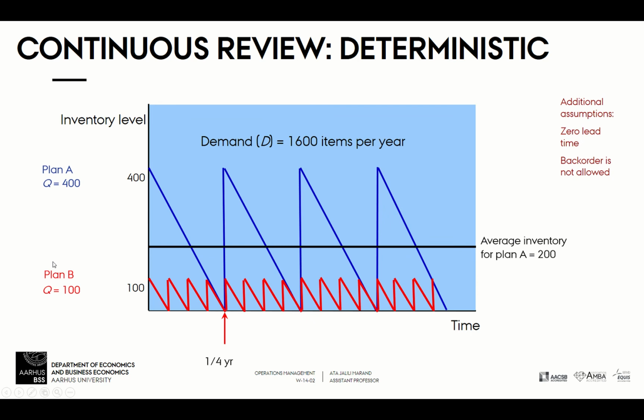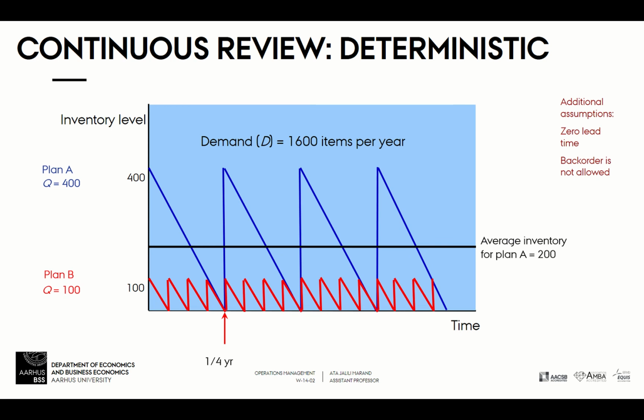In plan B, we will make orders of size 100. If we make orders of size 100, then we need to make 16 orders to satisfy this yearly demand. 16 times 100 will give us 1600, which is equal to the yearly demand. As you can see, we will make more orders, so we will pay the fixed ordering cost more often. So we can say in total the ordering cost that we are paying in plan B is greater than the ordering cost in plan A.